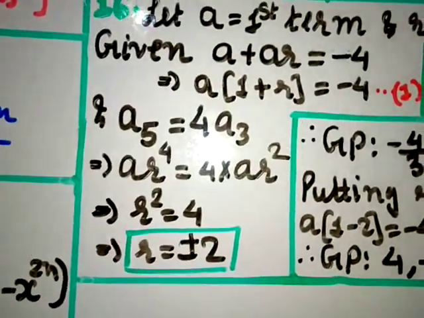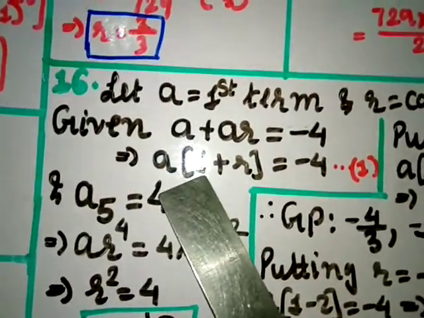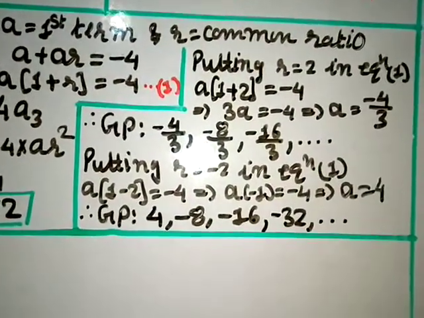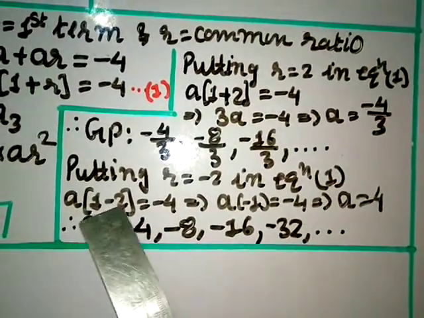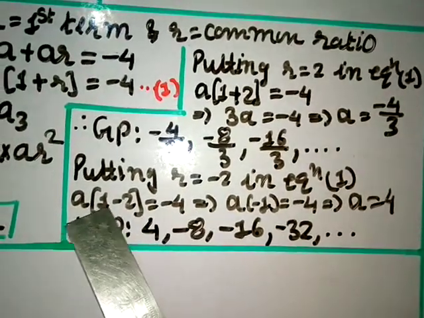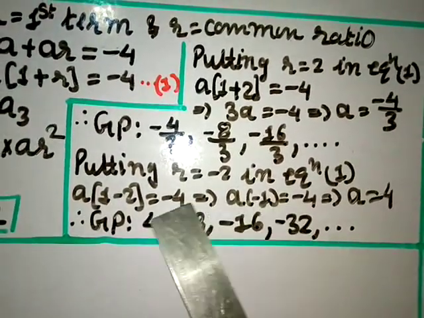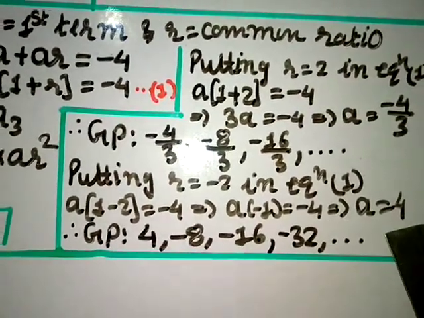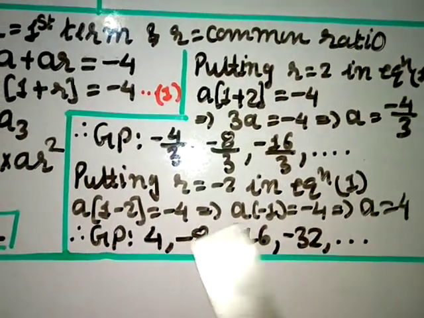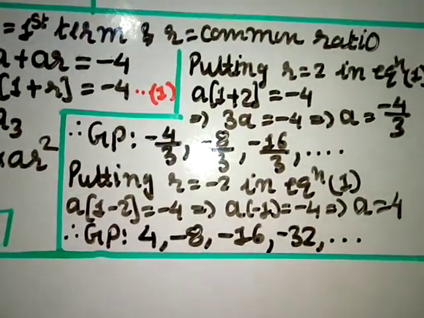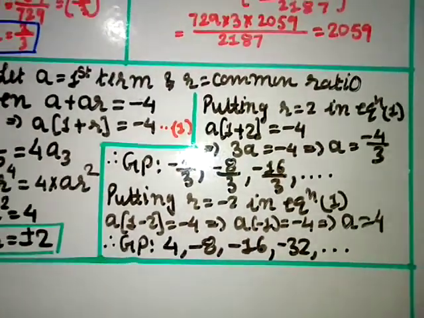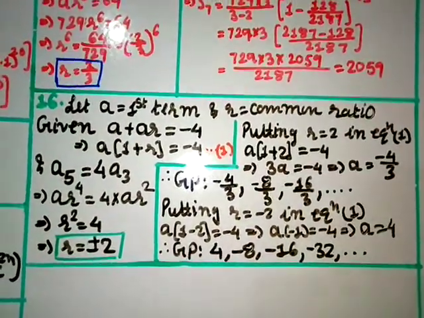Now R value take as -2. So putting R value as -2 in equation 1. Here A into 1 plus R equal to -4. Instead of R you put now -2. So when you put -2 you get A into 1 minus 2 equal to -4. So here 1 minus 2 is -1 into A equal to -4. Both the side negative, so you can cut negative and you get A value as 4. If A value is 4 and you are taking R value as -2, then the GP will be 4, -8, -16, -32 and so on. So this is the solution for question number 16.